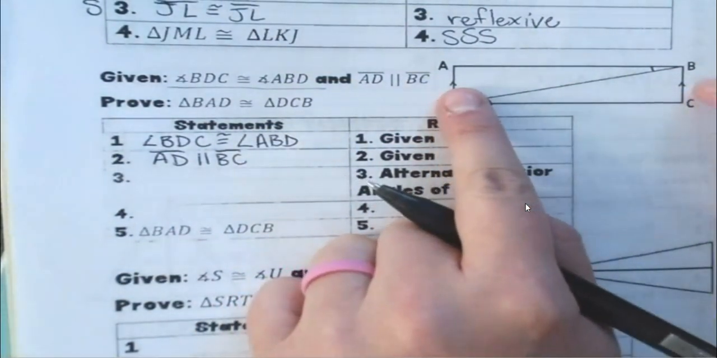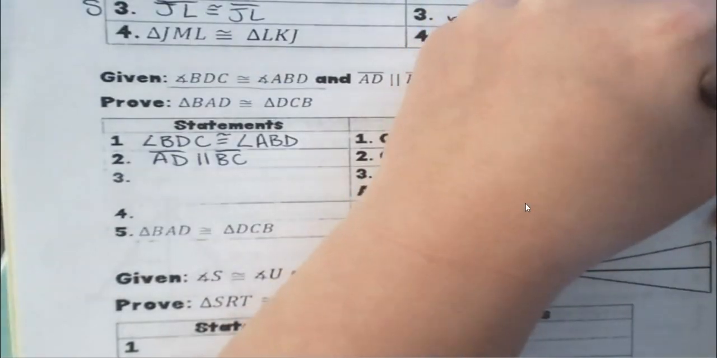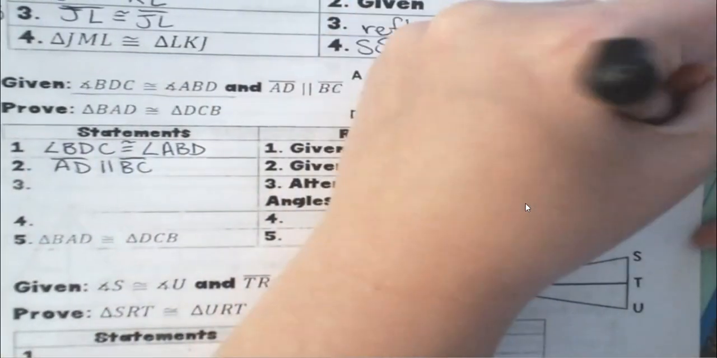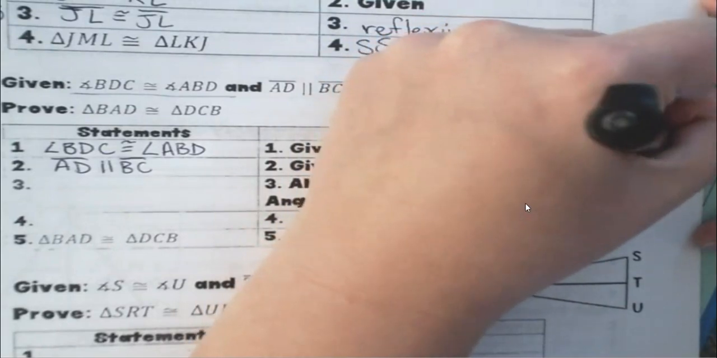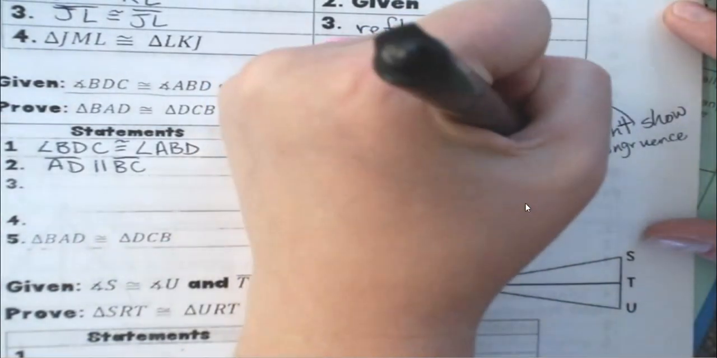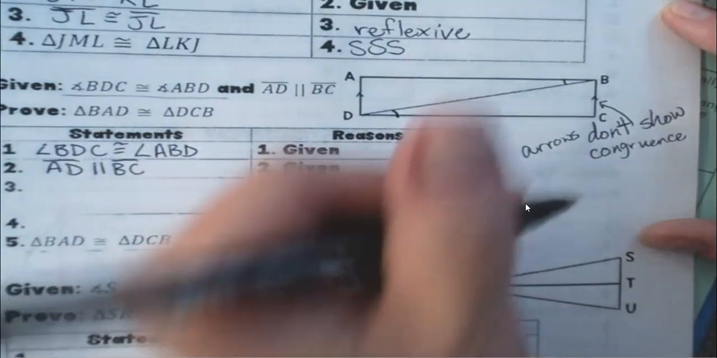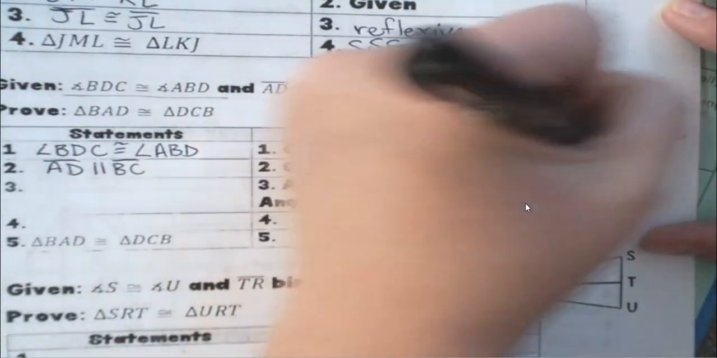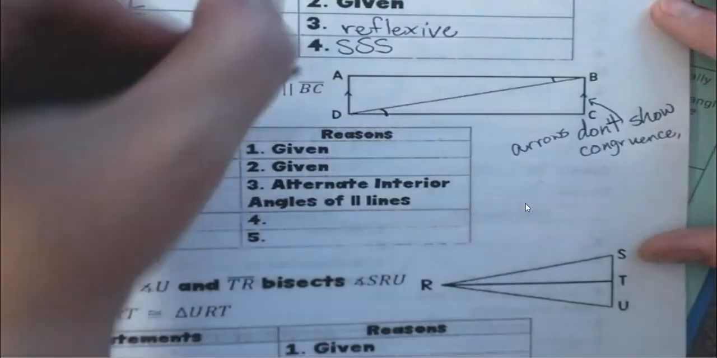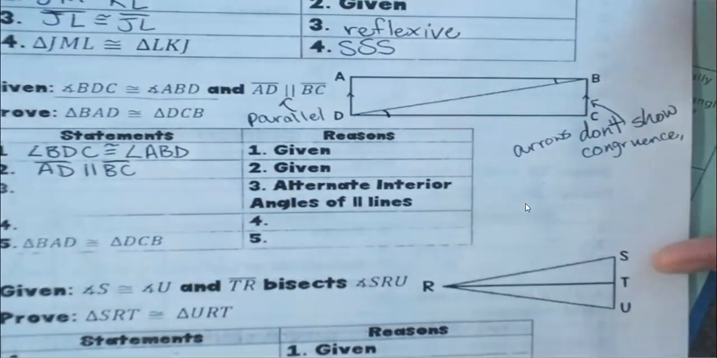These do not show congruence. Arrows don't show congruence. So just make sure you see that. Like the arrows, these are arrows. Arrows don't show congruence. They just show that they are parallel. All right, so this means parallel. All right, where does that come in?